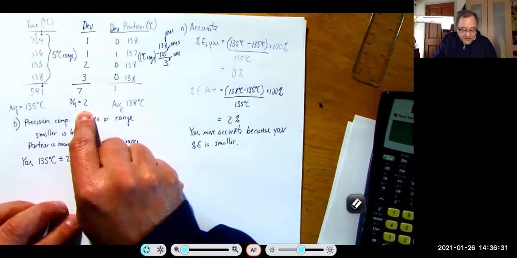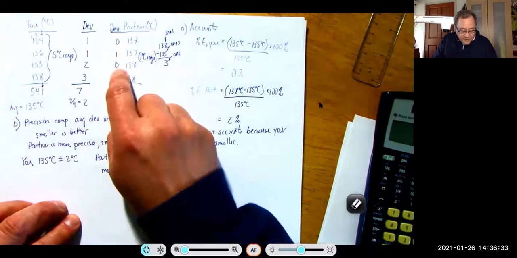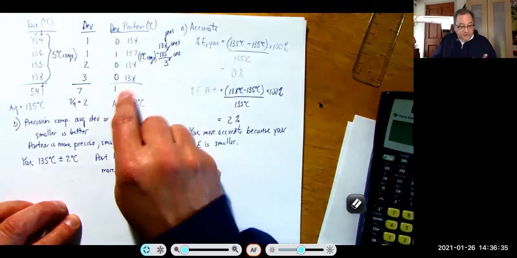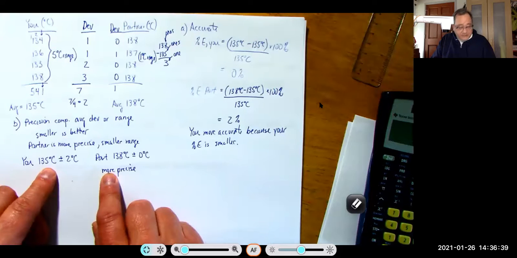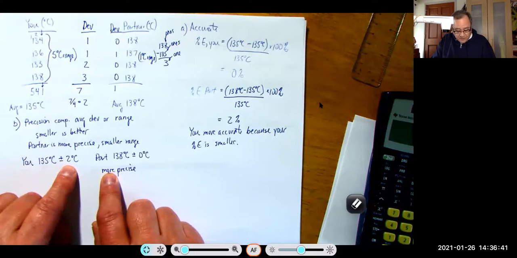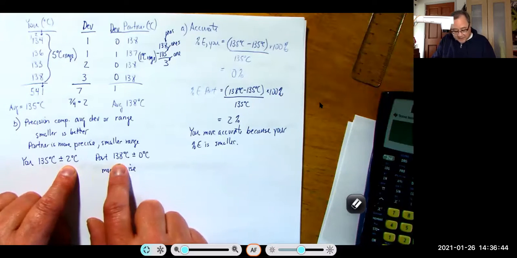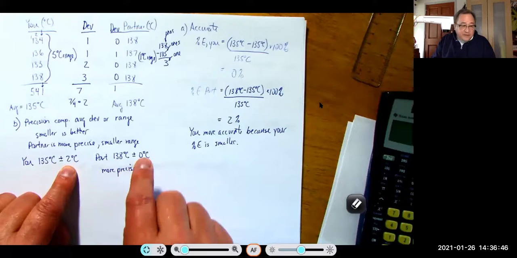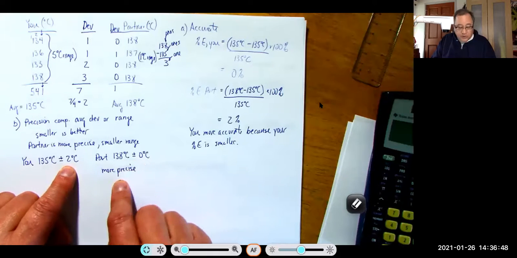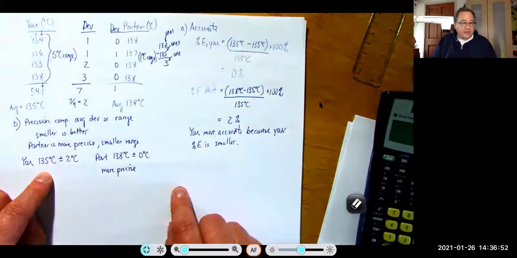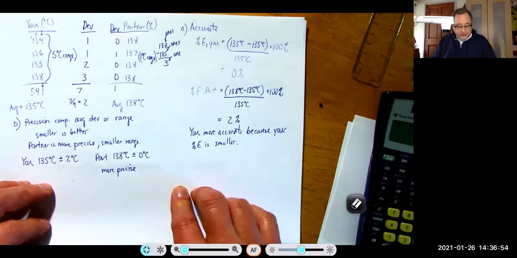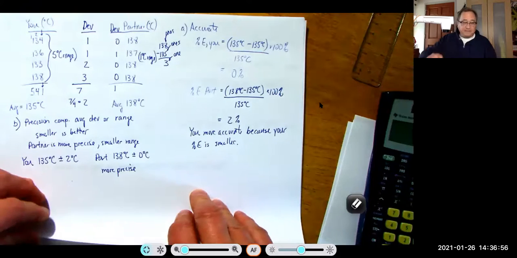And over here, the deviations are 0, 1, 0, and 0 respectively. 1 divided by 4 gives you 0. So your value is 135 degrees Celsius plus or minus 2. Your partner is 138 plus or minus 0. Smaller deviation, more precise. So your partner's more precise, but you were more accurate. So accuracy and precision are different things. All right. Thanks for listening.